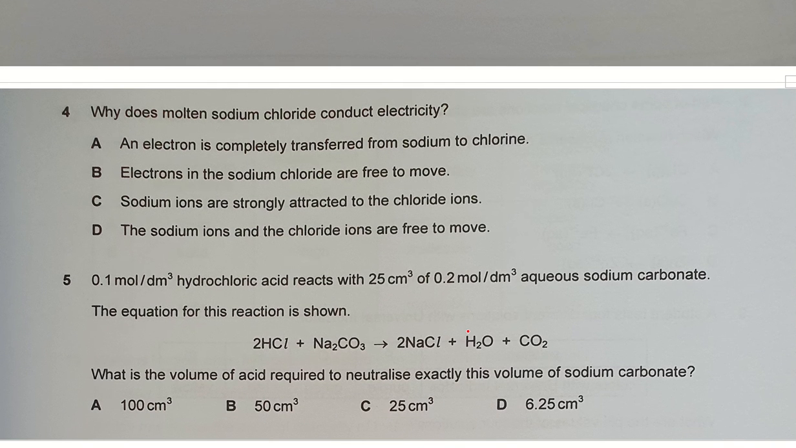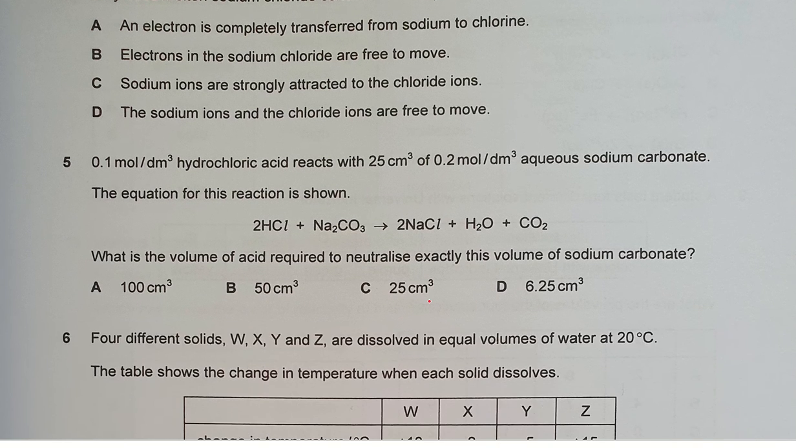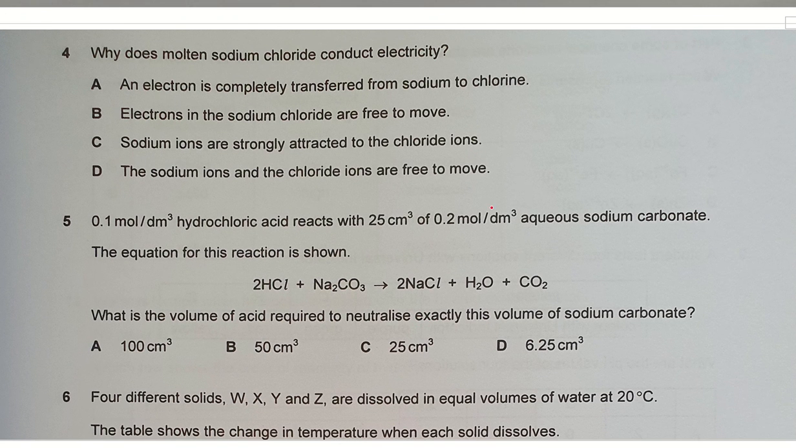Next, question number 4. Why does molten sodium chloride conduct electricity? We are looking at molten sodium chloride. First of all, you need to ask yourself, sodium chloride, what type of compound is this? Since it's formed between a metal and a non-metal, this is an ionic compound.